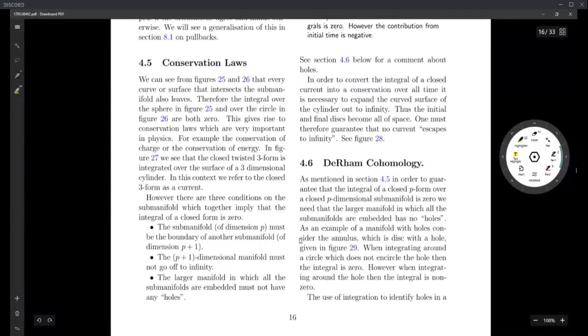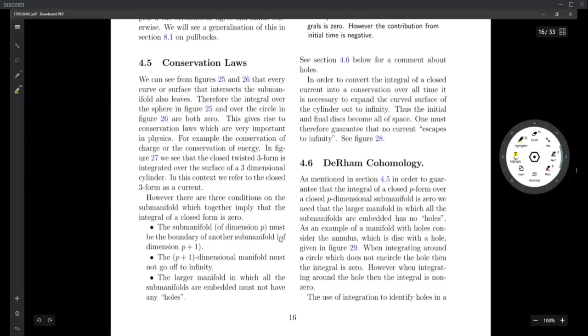What this essentially says is, let's take a circle inside a circle. The submanifold inside, the smaller circle, the smaller sphere, is essentially a smaller part of that bigger circle and has a boundary inside that sphere. That's essentially that simple. The P plus 1 dimensional manifold must not go to infinity.